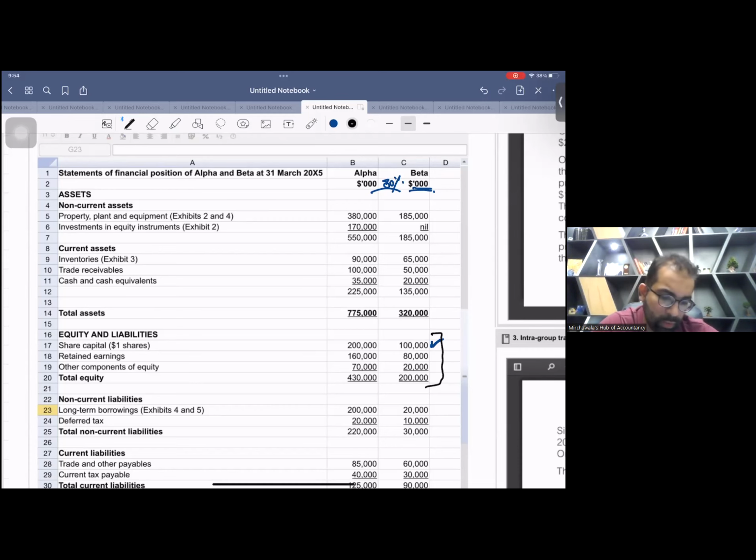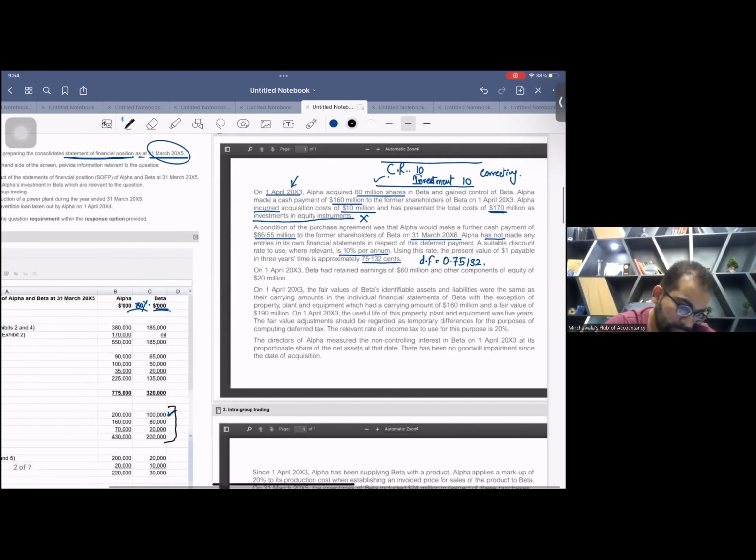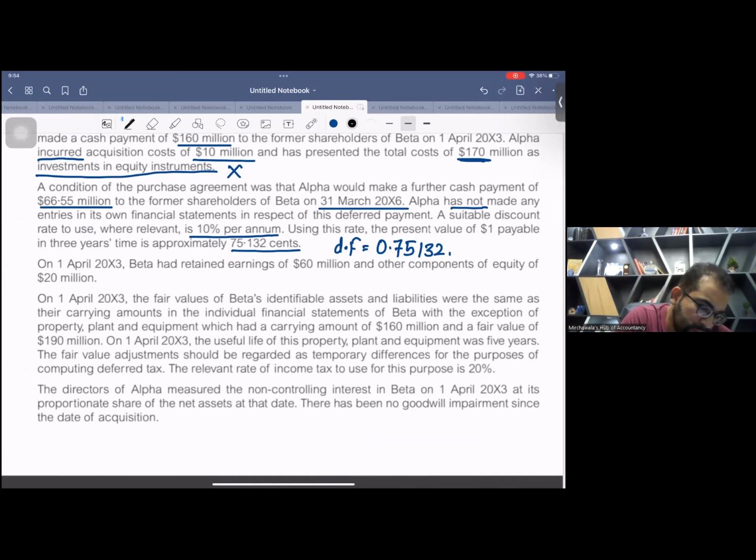Now, where to get the acquisition date material? Look at here. Let me show you. See the screen. On 1st April X3, Beta had retained earning of 60 million and other component of equity at 20 million. These are the acquisition date net assets. Obviously, you know the ordinary share capital never changes between acquisition date and reporting date. So this is your data. Okay. So now let me make the packets and then we can discuss.